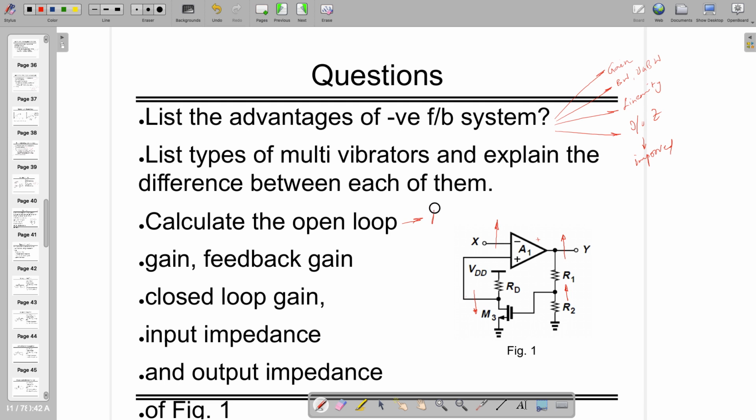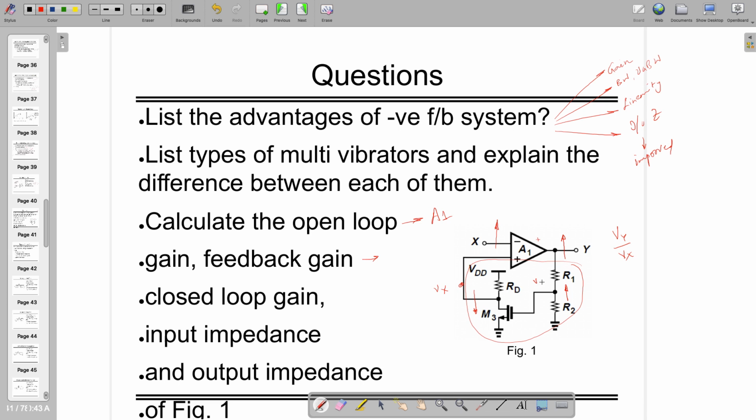Right now it's only A1. Look at this. But in terms of feedback gain, it's a combination of these two. So you have to find out Vy by, let's call this one Vx. So Vy by Vx, you need to find out.